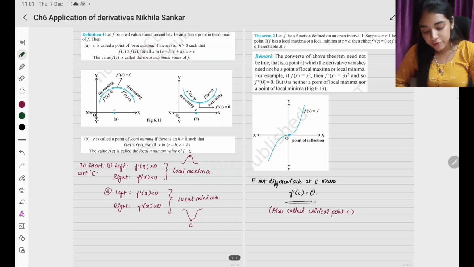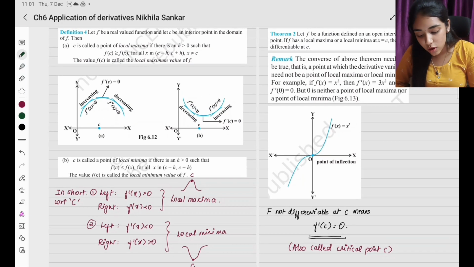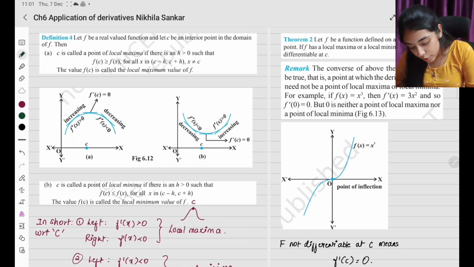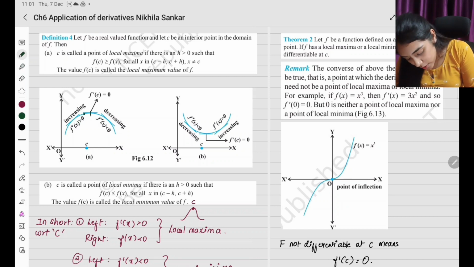Now, definition 4. Let f be a real valued function. C is called the point of local maxima. This is what I was talking about. We are going to look at, if this is the maximum point, some point which is over here, close to the point that we are looking for.